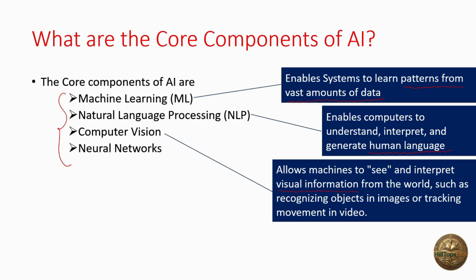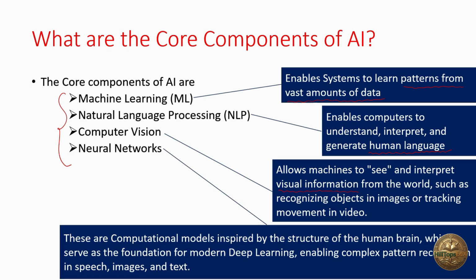And then finally, neural networks. These are computational models inspired by the structure of the human brain, which serve as the foundation for modern deep learning, enabling complex pattern recognition in speech, images, and text. The keyword in this text is deep learning. You see, neural networks are strongly connected to deep learning, and deep learning is strongly connected to complex tasks.